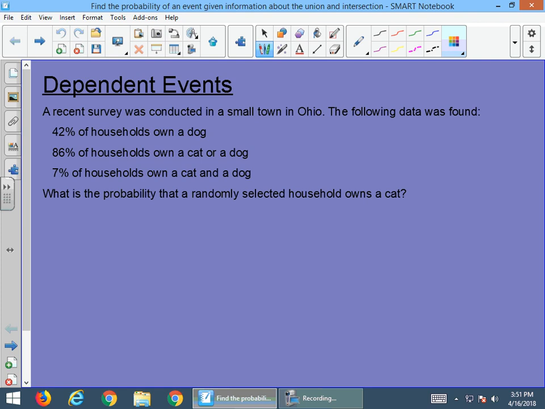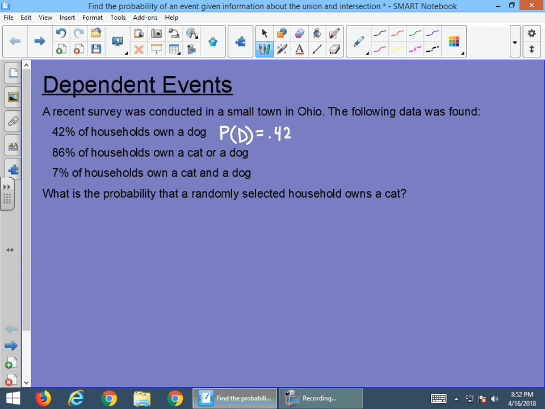This first example says a recent survey was conducted in a small town in Ohio. The following data was found. 42% of households own a dog. So I'm going to call that event D, owning a dog. So the probability of owning a dog is 0.42.